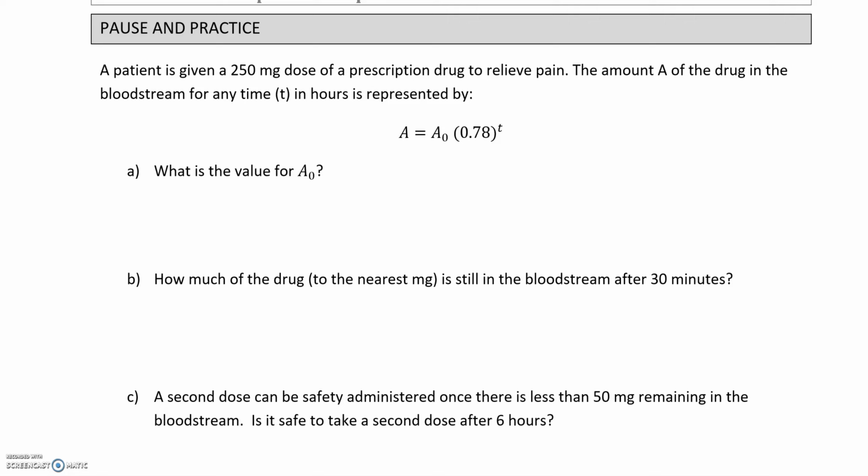radioactive decay. So in this example, we have a patient is given a 250 milligram dose of a prescription drug to relieve pain. The amount A of the drug in the bloodstream for any time t in hours is represented by A is equal to A sub 0 times 0.78 to the power of t. Part A says, what is the value for A sub 0? So A sub 0 is the initial amount of drug present, which we know is 250 milligrams.